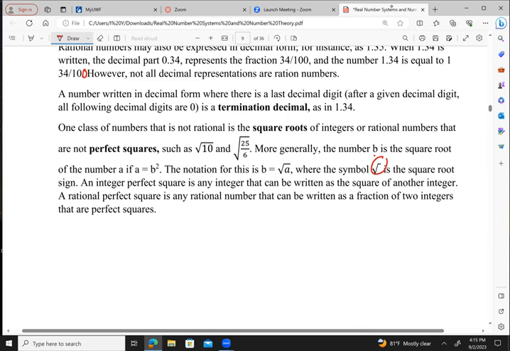An integer perfect square is any integer that can be written as the square of another integer. A rational perfect square is any rational number that can be written as the fraction of two integers that are perfect squares.